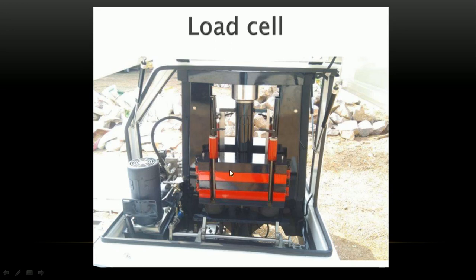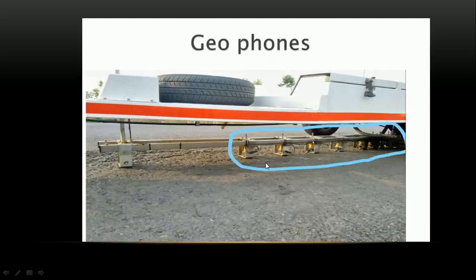Therefore the hydraulic jacks are provided, and we can lift the loading system to a prescribed height of fall, and then we can release it. So this is the entire loading cell that has been attached in the falling weight deflectometer.